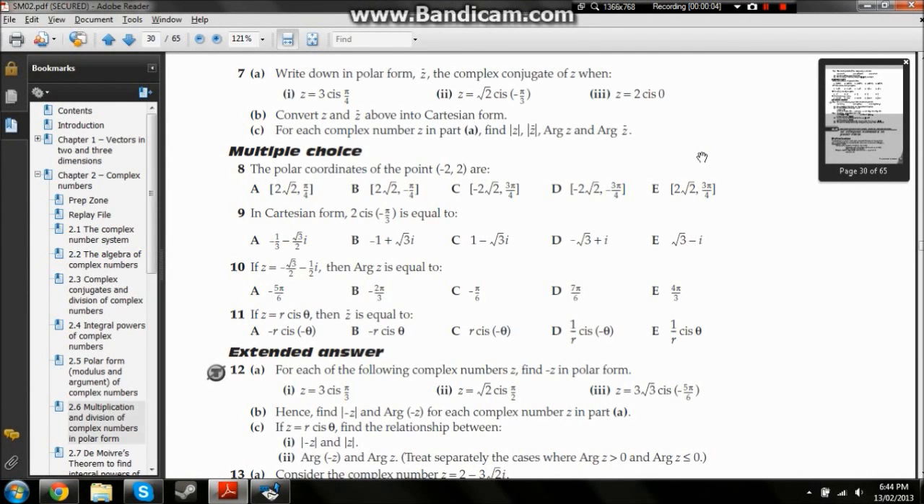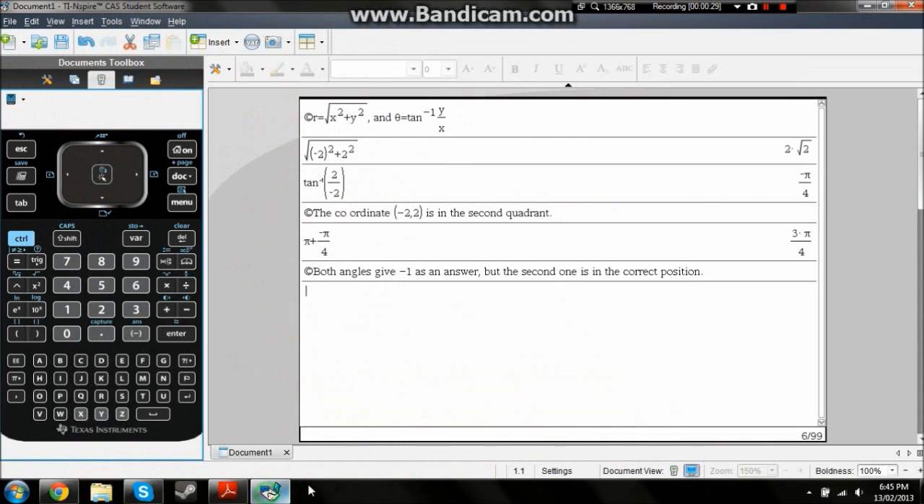Today I'm doing questions 8 through 11, the multi-choice section for chapter 2.5, which is about polar form, modulus, and argument of complex numbers. Question 8 asks, the polar coordinates of the point -2 and 2 are, and the options are there. So to convert from this form to polar form, you need to use two formulas, one to find r, which is this part, and one to find the argument, which is the angle. And that's what I've done here.